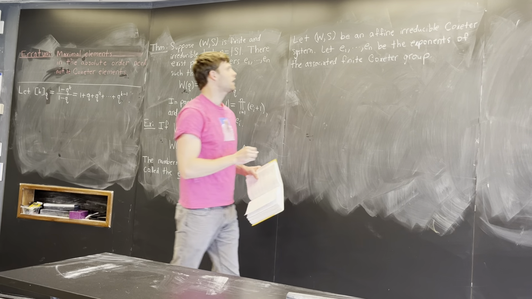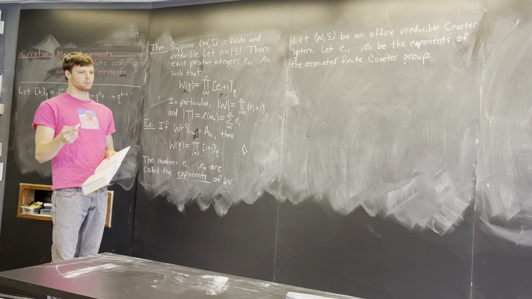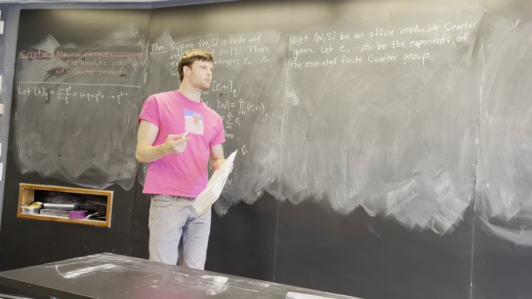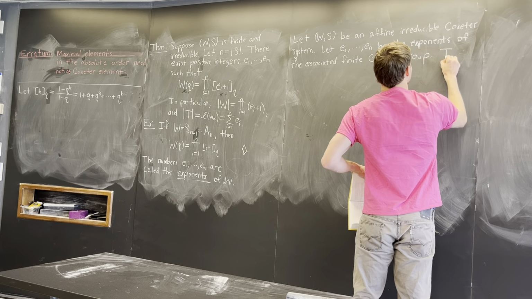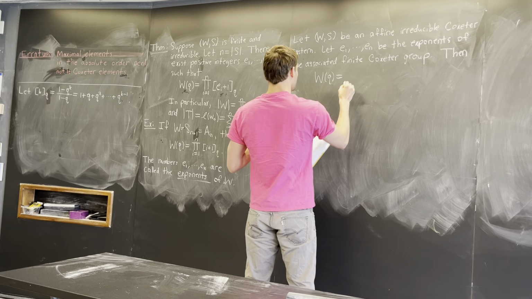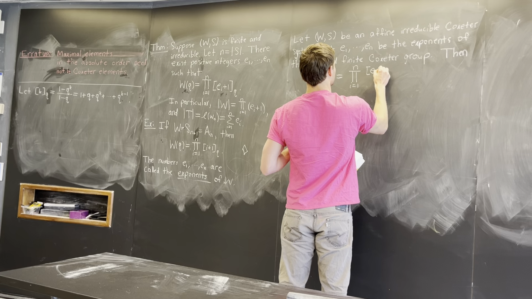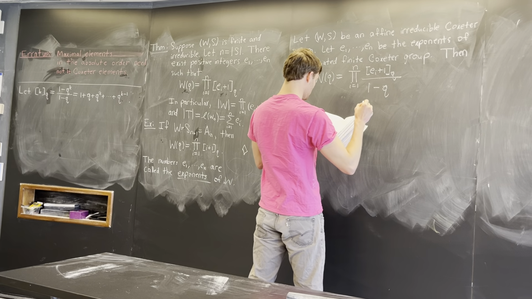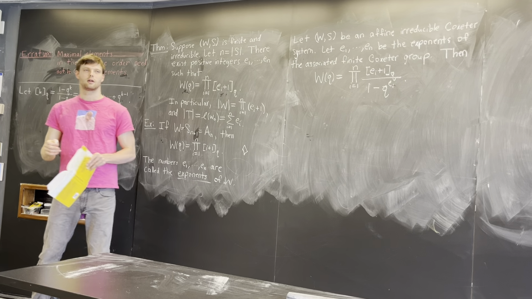So for example, if you're looking at affine S_n, written S_n tilde, the associated finite Coxeter group is just S_n. In this case, there's this formula for W(q), which is a nice product from i equals 1 to n of the q-analog of e_i plus 1, divided by 1 minus q to the e_i. And so this makes it an infinite thing. Okay.